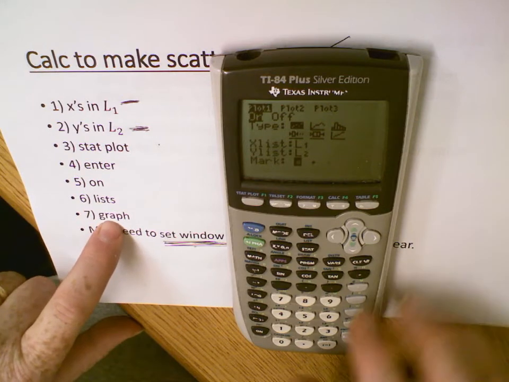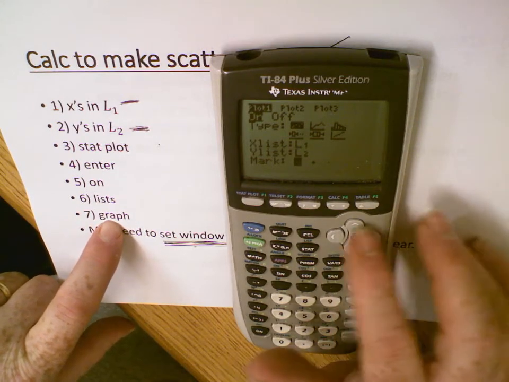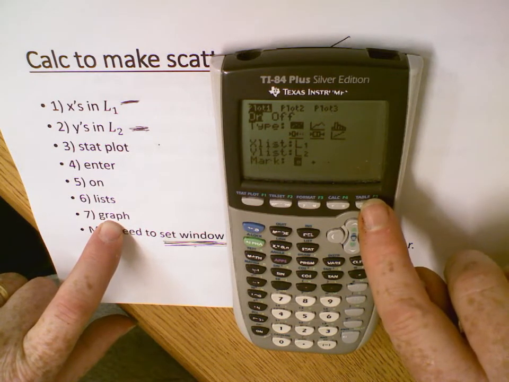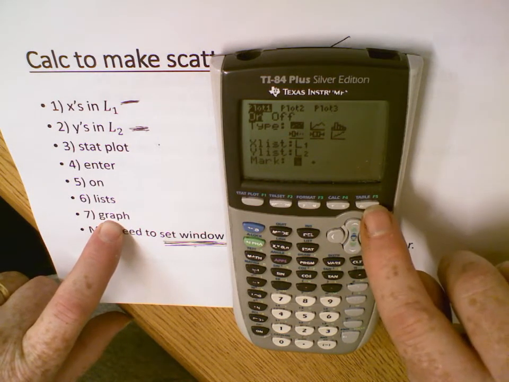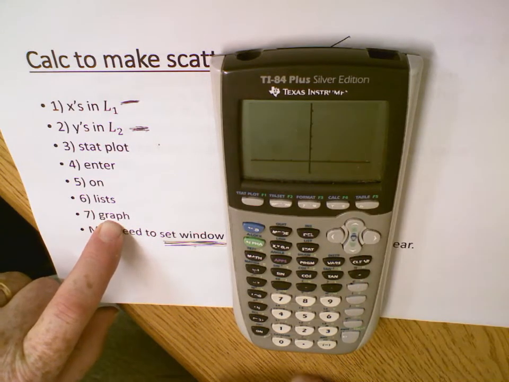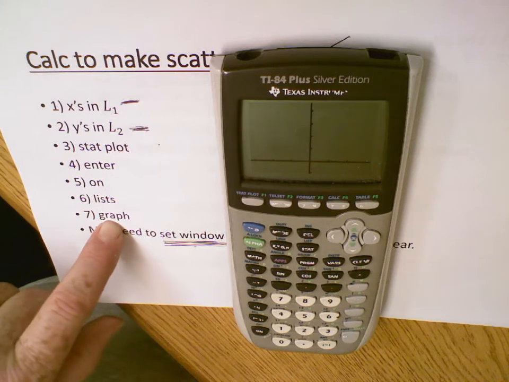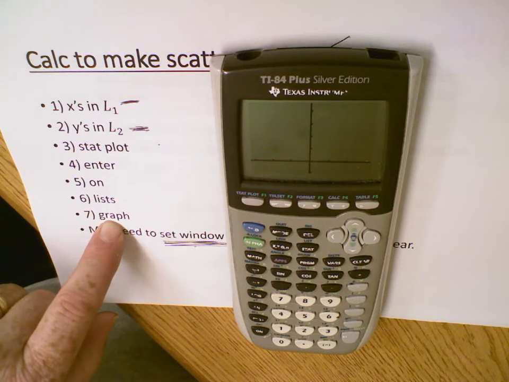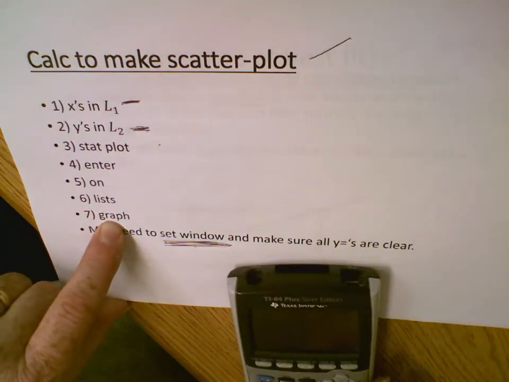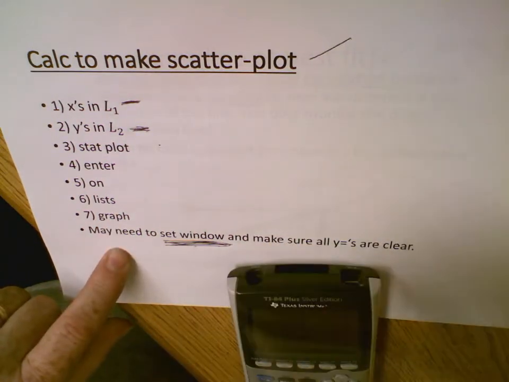Once you have all that in there, you go to graph. My graph is right here. It's this button underneath the screen, but my word graph is sort of wore off. You push that and it's going to graph it. You'll notice that you don't see anything on my graph because my window's not set right.